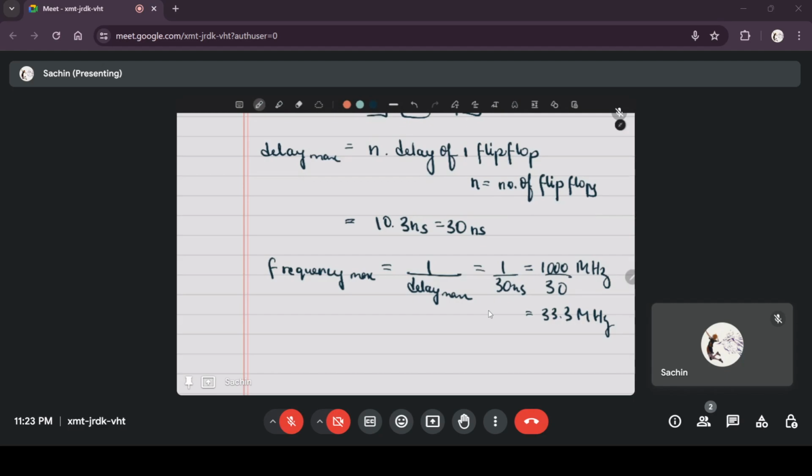So once you sample the output of the counter, you'll have to wait at least 30 nanoseconds before the next count occurs.